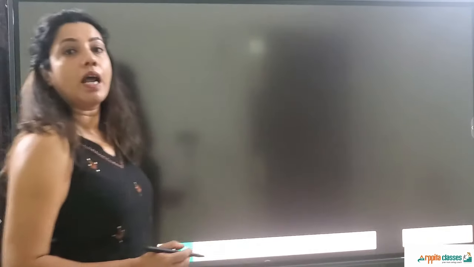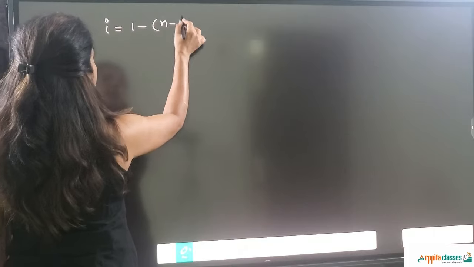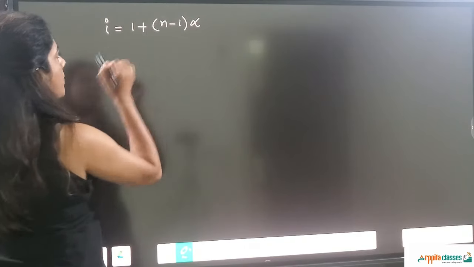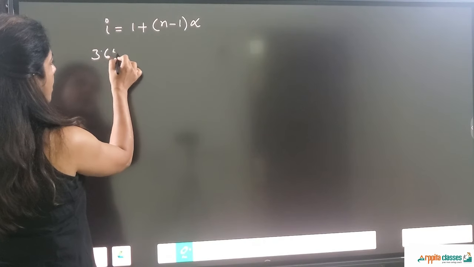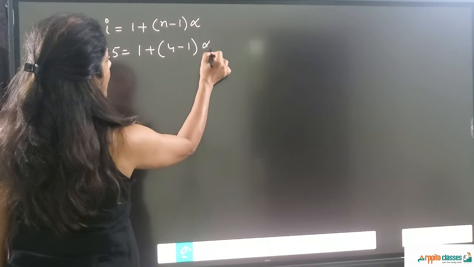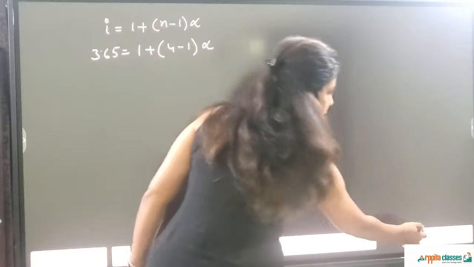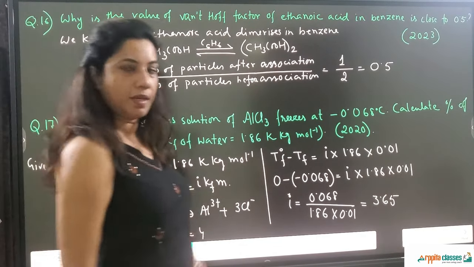The relationship between i and alpha is i = 1 + (n − 1)α. Here i is 3.65, which we got, and n is 4, as I showed you in the previous slide. How come it is 4? Yes, here n is 4 and i is 3.65.